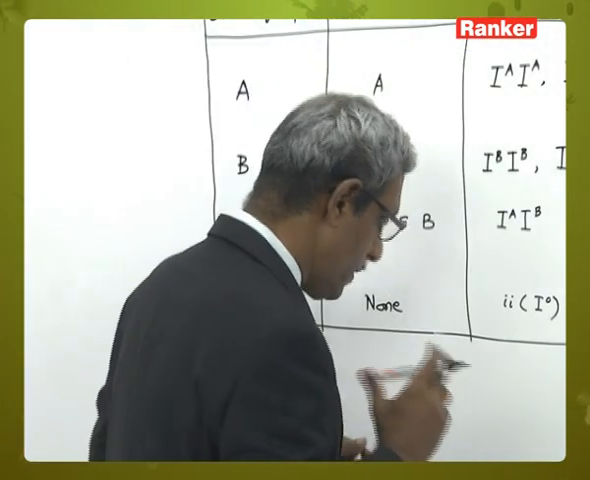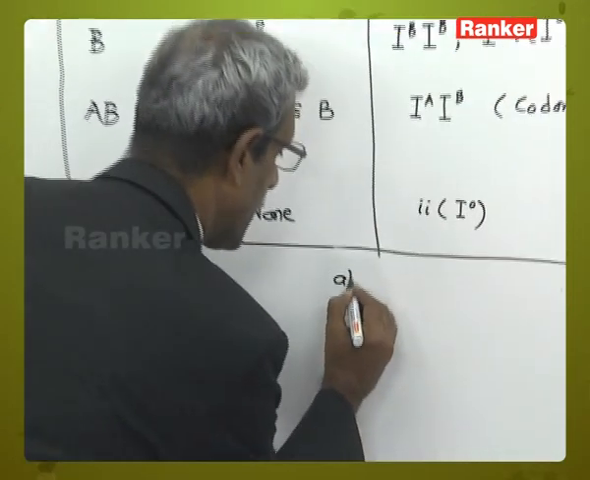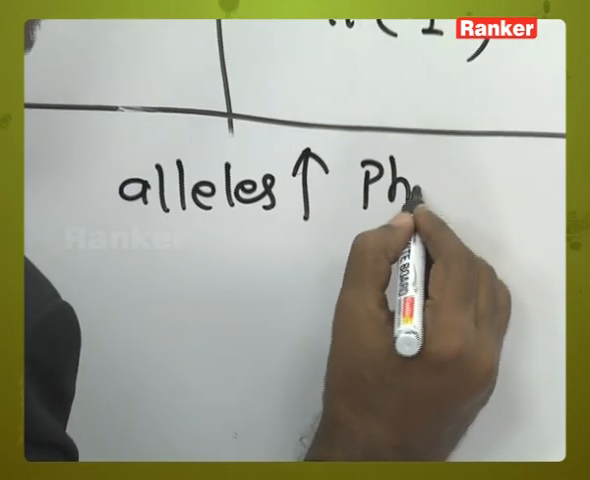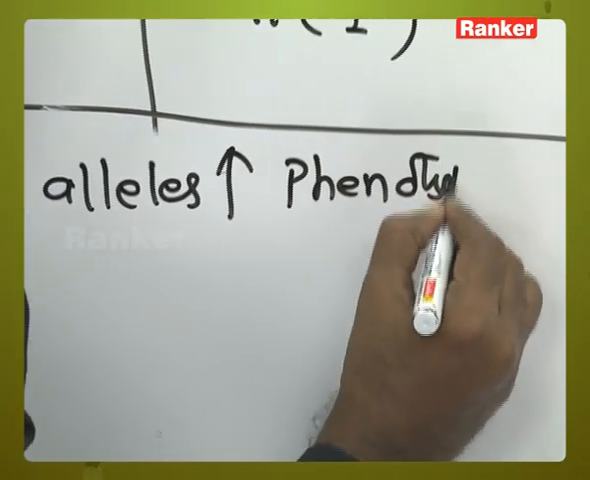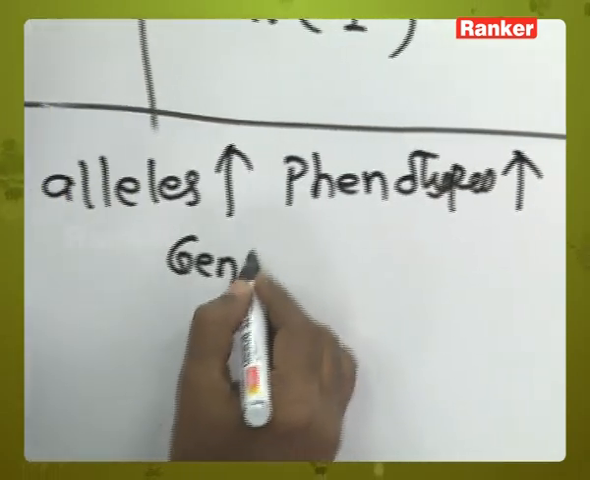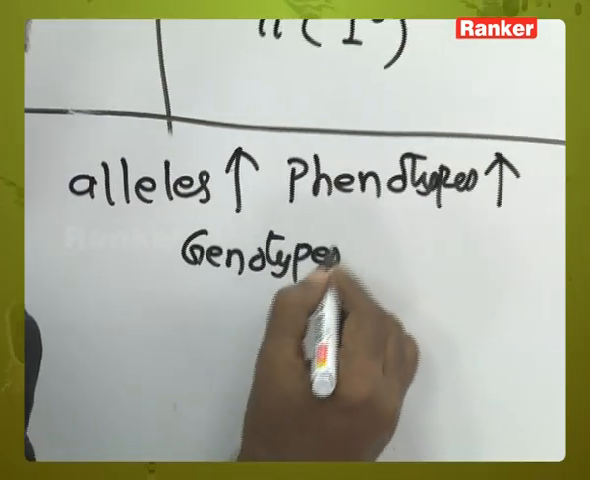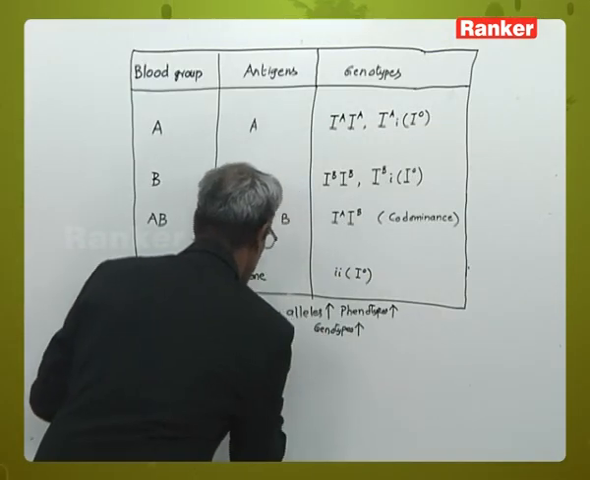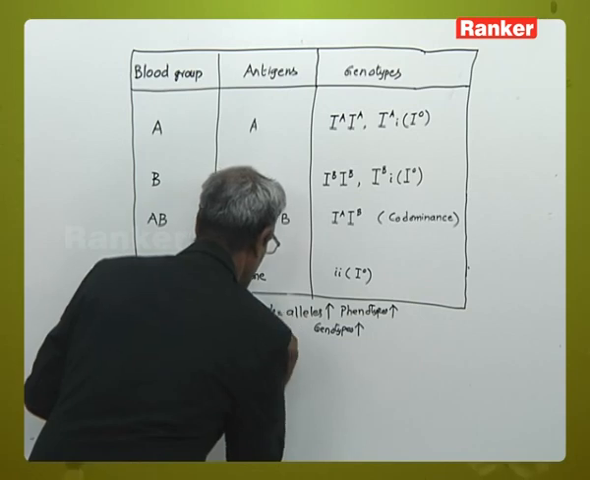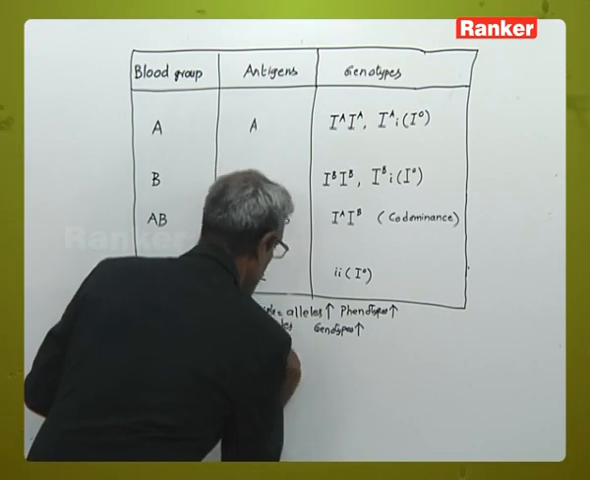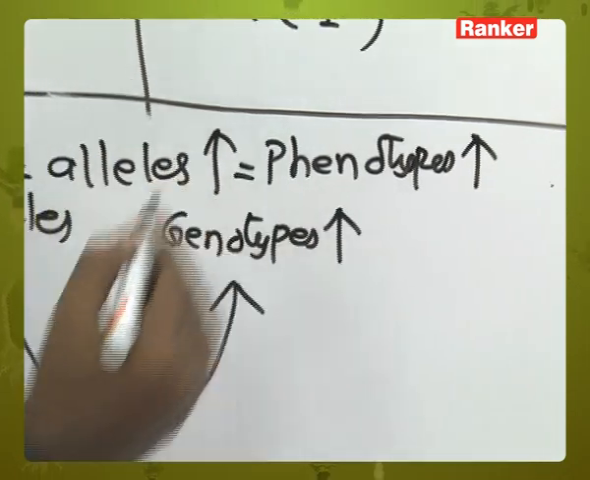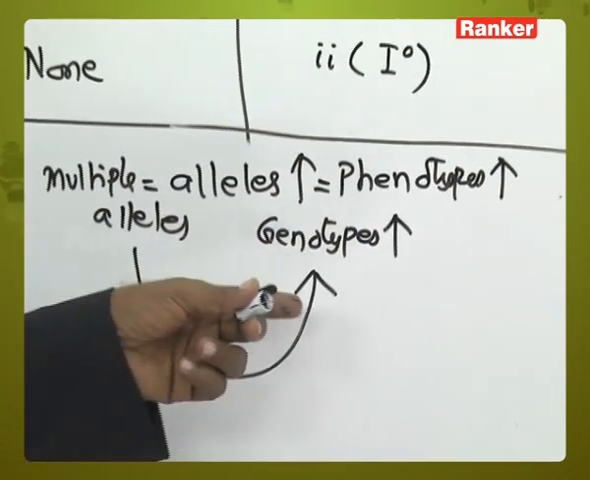So the easy way to understand this is, if the alleles are higher, automatically the phenotypes would also be higher, and basically the genotypes also tend to be higher. So this sort of relation is a characteristic feature of multiple alleles. Whenever you take multiple alleles, all multiple alleles show that an increase in alleles equals an increase in phenotype as well as an increase in genotype.